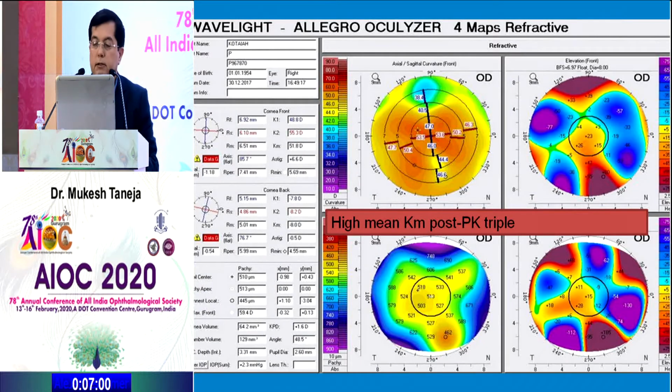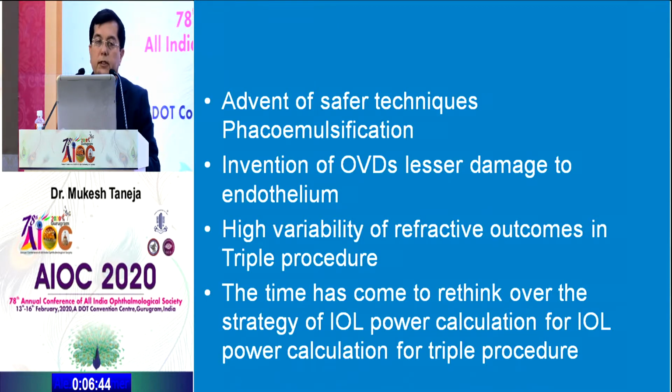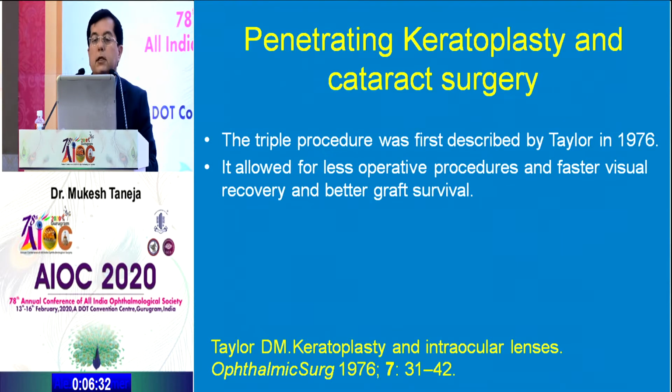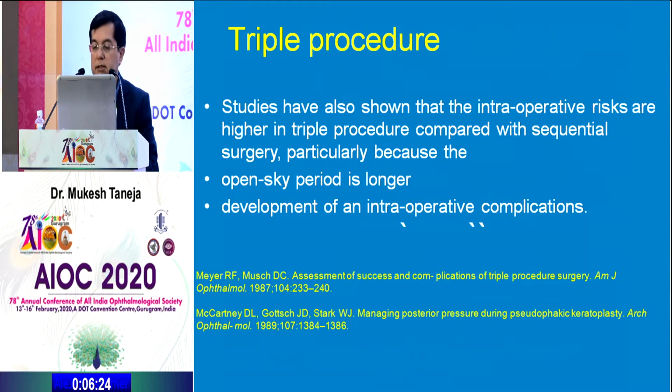And this is the Pentacam. As you can see, the keratometry is 48 and 55, much more than what we had input, that is the standard K, which was 44. So what we are trying to say is that a standard K of 44, which we have been using for decades now, is probably not the ideal way to deal with IOL power calculation for patients who are due for penetrating keratoplasty. So a triple procedure was started in 1976 by Taylor and is still being used.